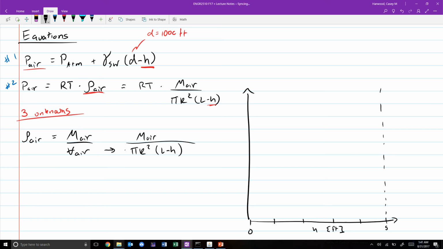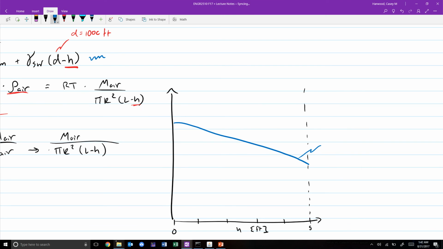And let's go ahead and plot equation number 1 first. Okay, so equation number 1 we'll plot with a blue line. And what this is going to look like is a linearly decreasing curve. Right, this is P atmospheric plus gamma seawater times (D minus h), where D is 1,000 feet. P atmospheric plus gamma seawater times (1,000 feet minus h).